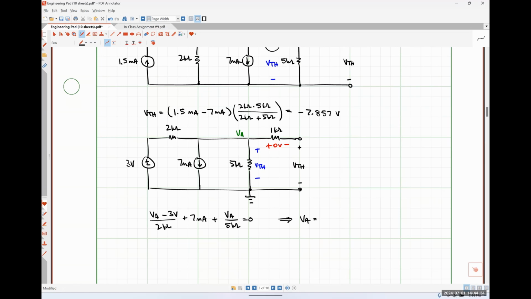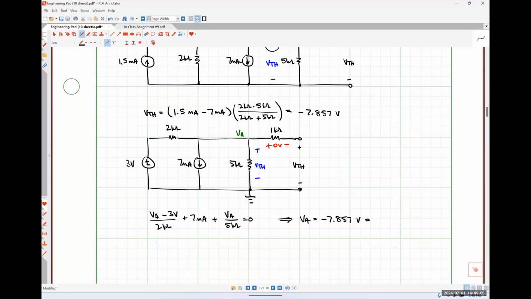So I have, let's see, x minus 3 over 2,000 plus 0.007 plus x over 5,000 is equal to 0. Solving for VA, I get negative 7.857 volts.